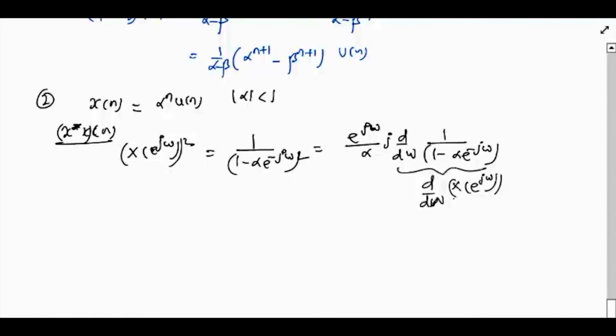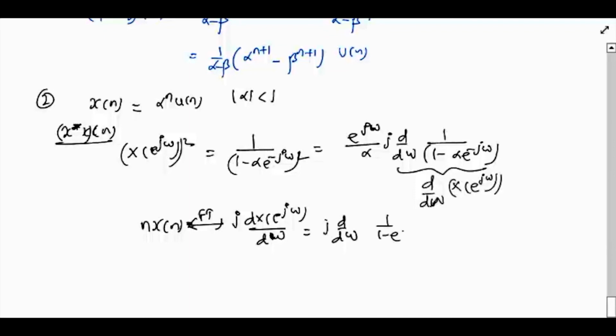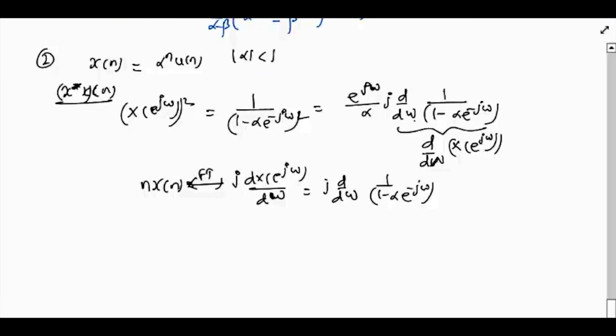Okay. Now before we take the inverse Fourier transform, let us notice that the Fourier transform of n x[n] will be j times the derivative of X(e raised to j omega) with respect to omega, which is j d over d omega of 1 over 1 minus alpha e raised to minus j omega. Okay. Now but notice that the terms here on the right hand side in this equation are quite different from this. That is, I see an additional e raised to j omega. This is where I will invoke the time shift property. So this was the differentiation property, to be precise, frequency differentiation.